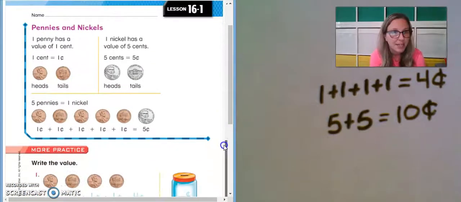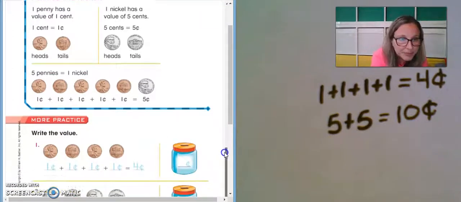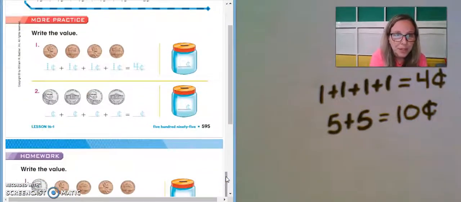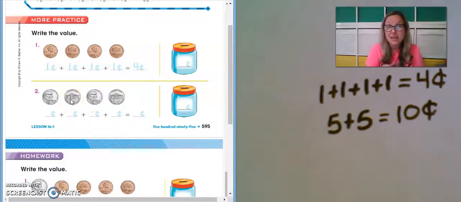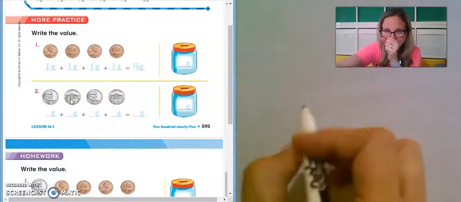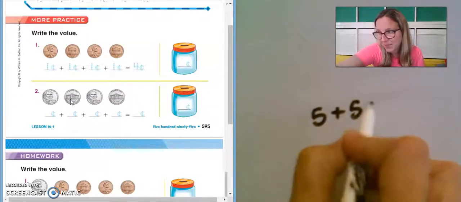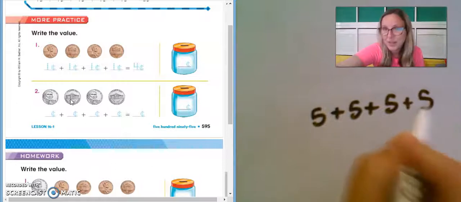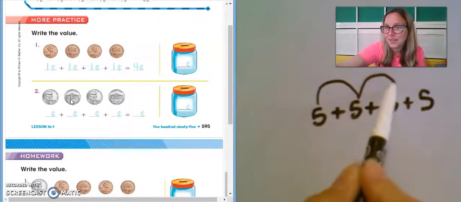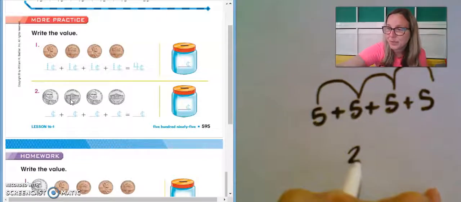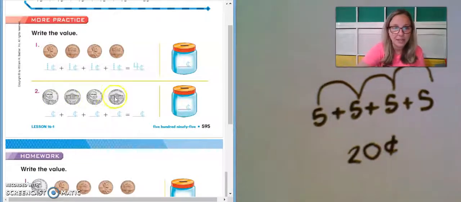The top of the next page is just a nice little review. These ones now we're going to go through. They've done this one for you. 1 plus 1 plus 1 plus 1 equals 4 cents. You can put 4 cents in the jar. And this one, because those nickels are worth 5, you can just count by 5s. So it's 5 plus 5 plus 5 plus 5. We can say 5, 10, 15, 20. So we've got 20 cents there in nickels. So 5 plus 5 plus 5 plus 5 equals 20. 20 cents in the jar.